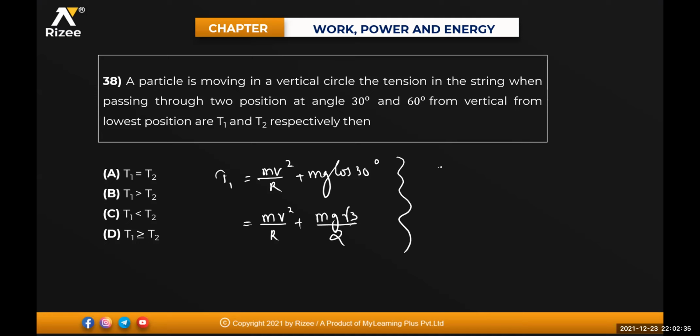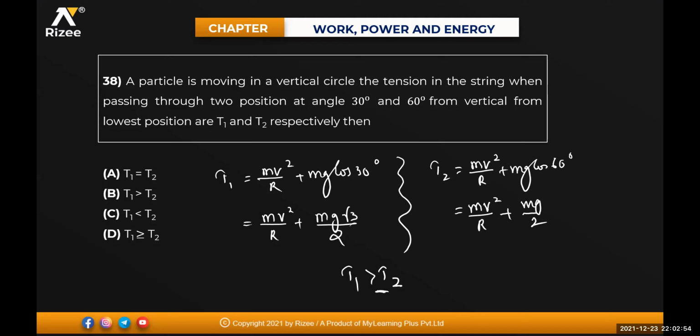In the same way, T2 will be equal to mV square divided by R plus mg cos 60. So it is equal to mV square divided by R plus mg divided by 2. So obviously T1 is greater than T2. Second option will be the answer. B. Very good.